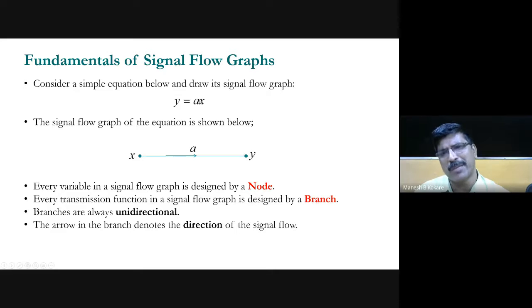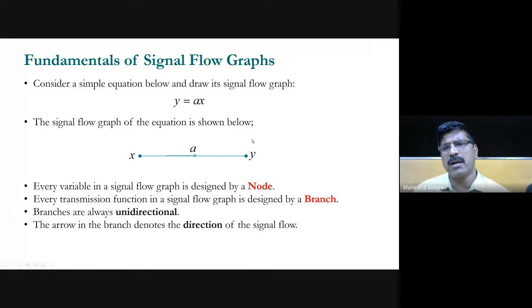So this simple mathematical equation can be represented by a signal flow graph where y is the output, y = x multiplied by a, and a is the gain of that path. So the signal flow graph of the above equation is given by this one. I hope you have understood how to represent that simple mathematical equation by using a signal flow graph.